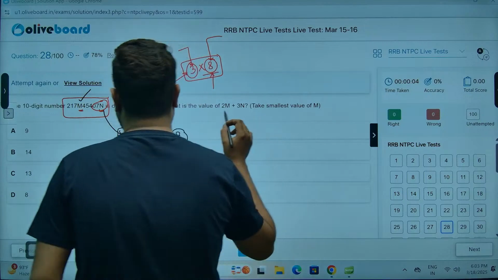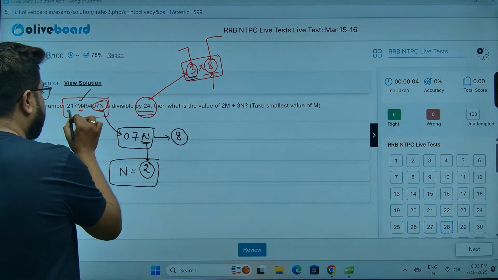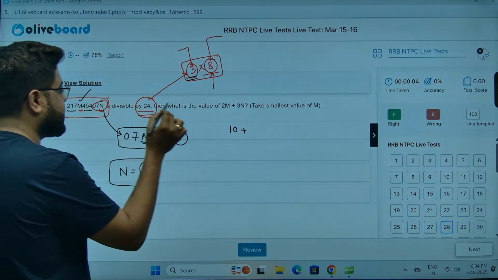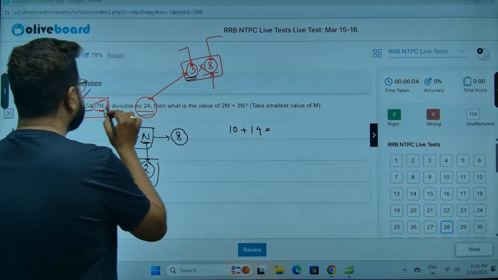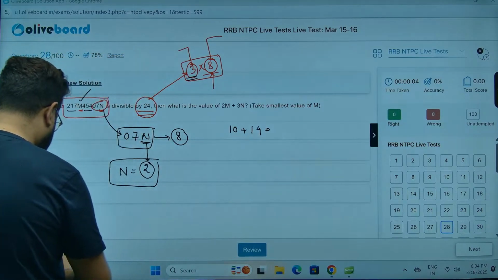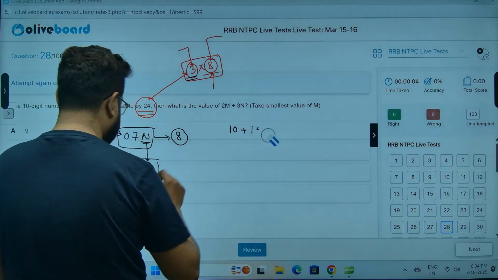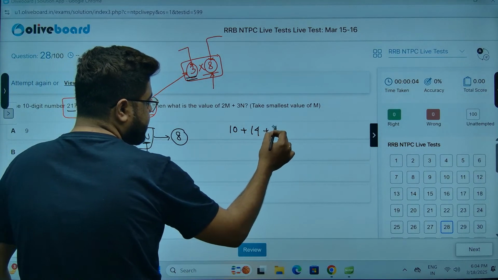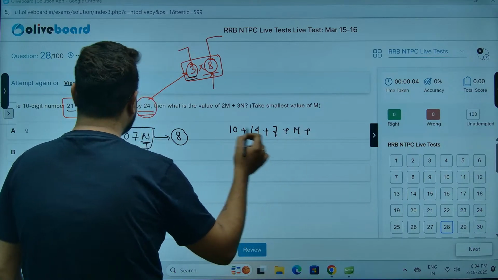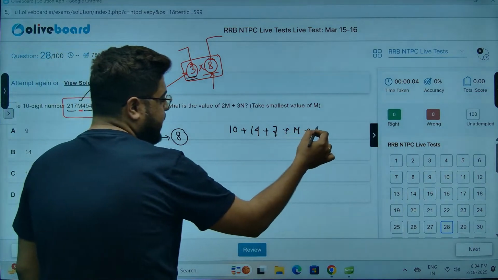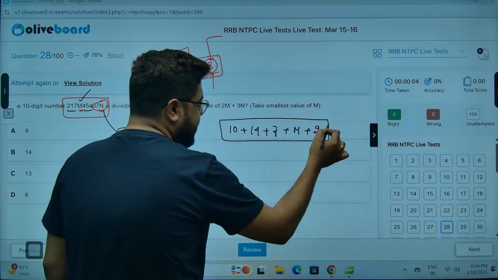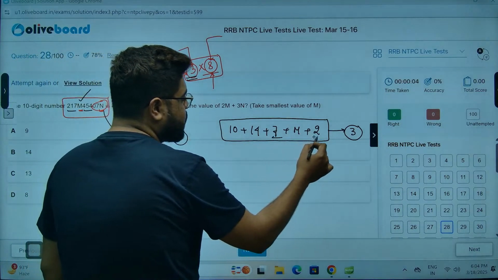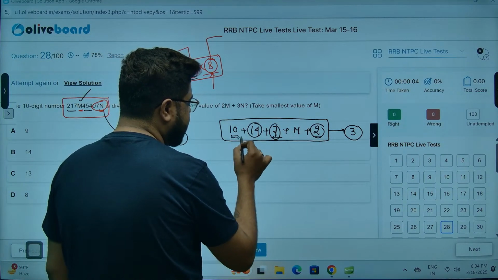So add them, sir. Now I will check for 3. So 2 plus 1 plus 3 is 10. 2 plus 1 plus 7, 5 plus 4 is 9, plus 4, 14. Plus 0 plus 7, 7 only. So 14, 7 plus m plus n was there. n I found to be 2. So now this must be divisible by 3 in order for the whole number to be divisible by 3. Add, 7 plus 2, 9. 9 plus 14, 23, plus 10, 33.